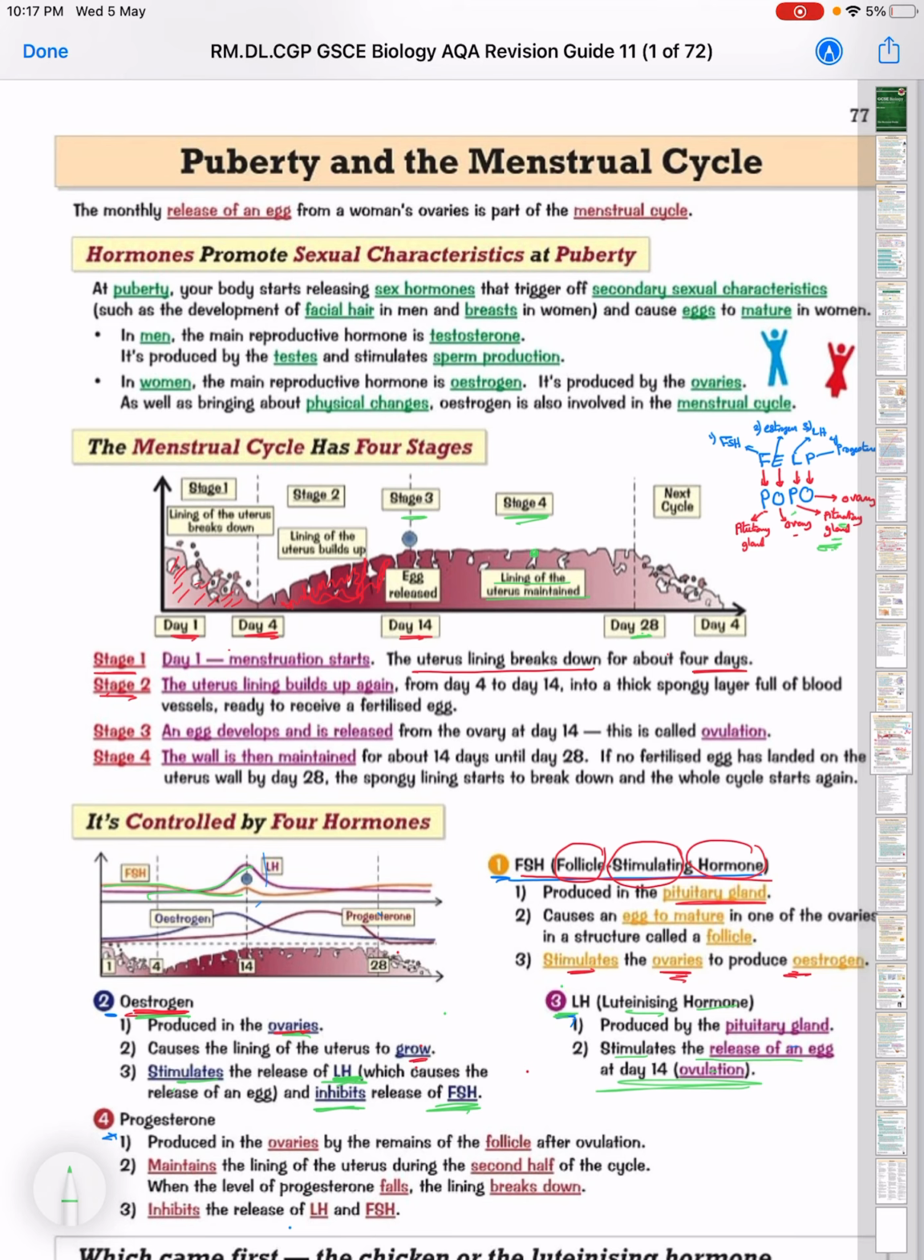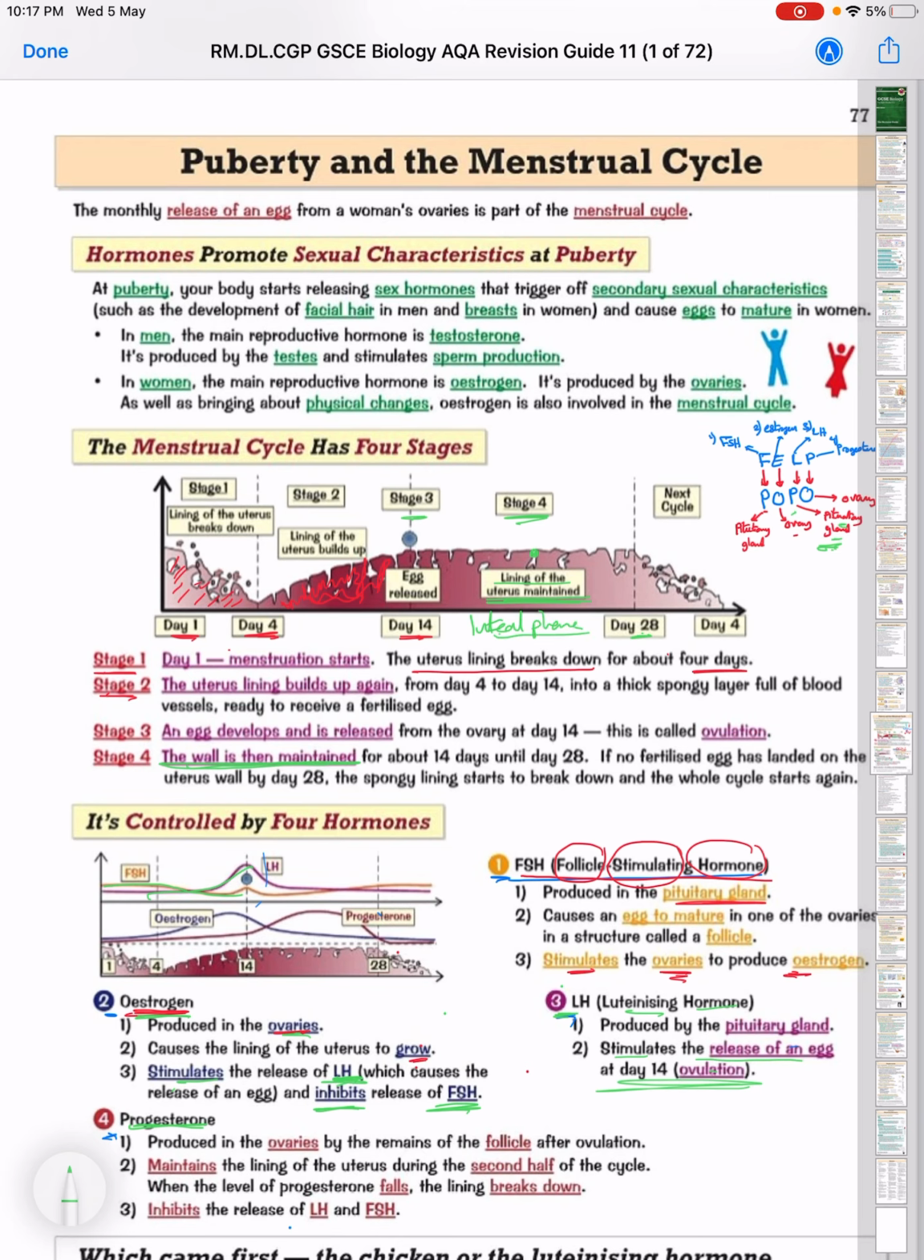Which hormone is responsible for the maintenance of this lining of the uterus? It's the progesterone. This phase, guys, is called luteal phase. That's extra information. And before the ovulation is called follicular phase. Follicular phase and luteal phase.